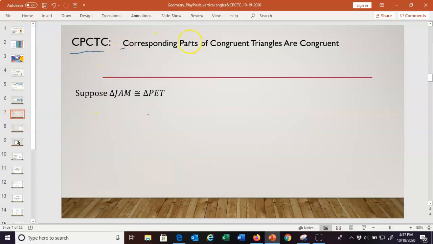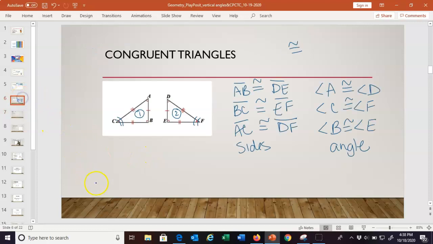Corresponding parts of congruent triangles are congruent. And the reason we shorten it is because that's really long to say. Also, we're going to use this as one of our tools when we're doing those 2-column proofs. So a lot of times, mathematicians and you will just write CPCTC. And that means corresponding parts of congruent triangles are congruent. All that means is what we did here. These triangles are congruent, so that means all the parts are also congruent.